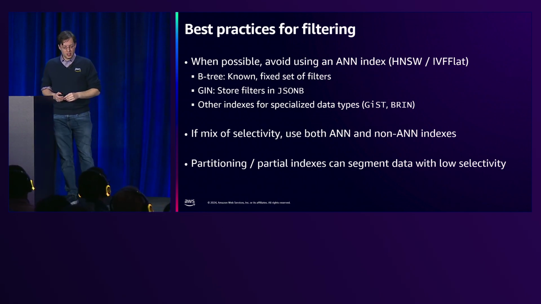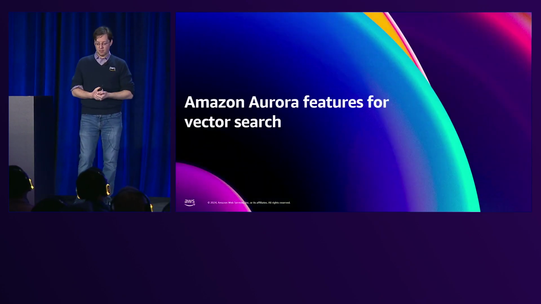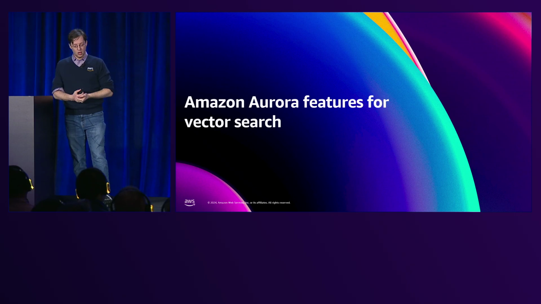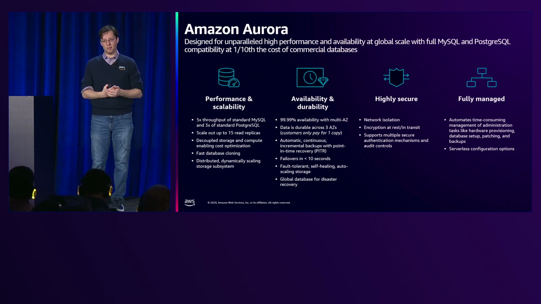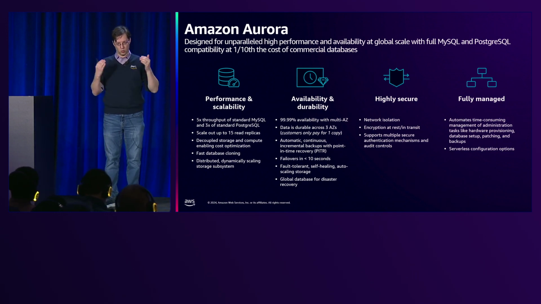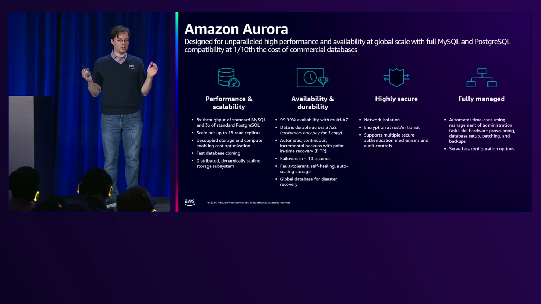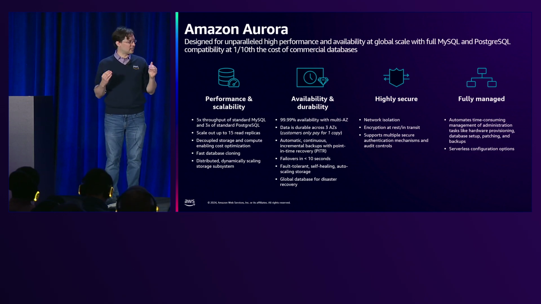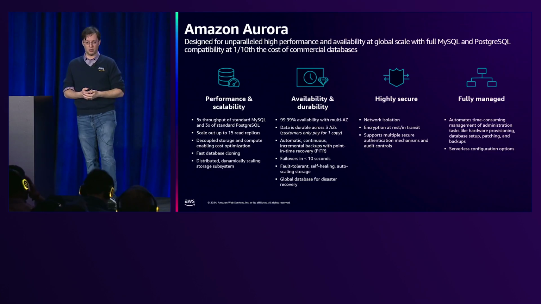Now, we're starting to reach the end of the session, so I want to talk a little bit about some of the Amazon Aurora features that can help benefit vector search. First, Amazon Aurora is our commercial database that provides MySQL and Postgres compatibility and offers all the features that you would expect to manage your database workloads. Going back to my app developer roots, I don't want to think about managing the database. I just want to be able to build things and have it automatically scale with me and meet all my different security and compliance properties.